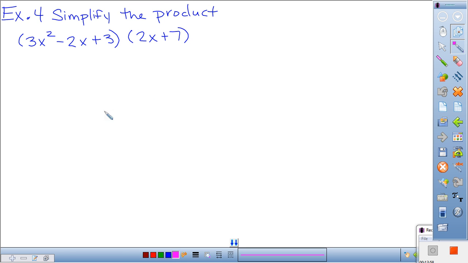All right, moving right along here, we have our very last example, which is example 4. We need to simplify the product. Now, why don't you see if you can work on that one looking in your book, and while you do that, you can also search for the next video for this lesson because we are out of time.